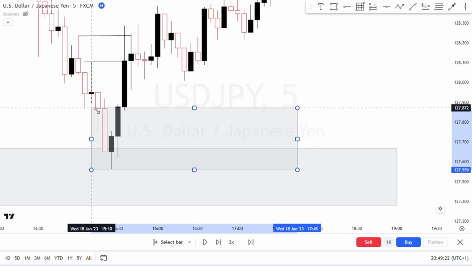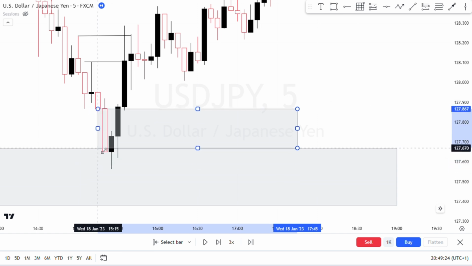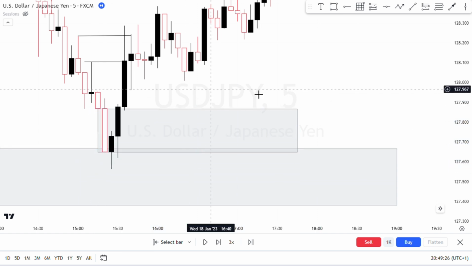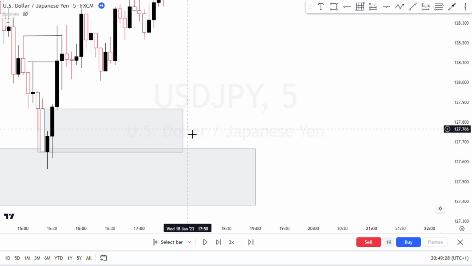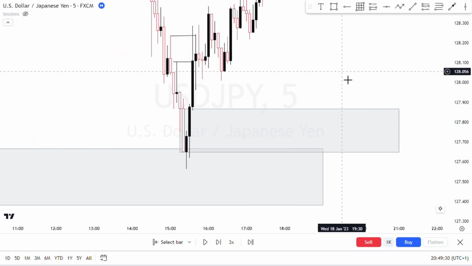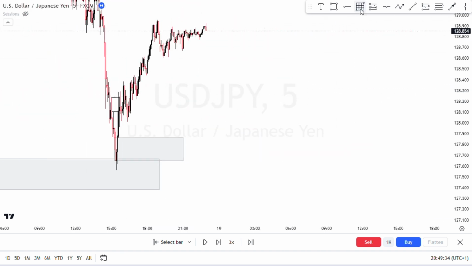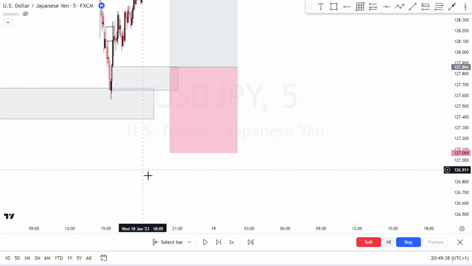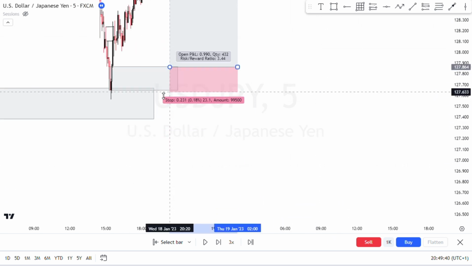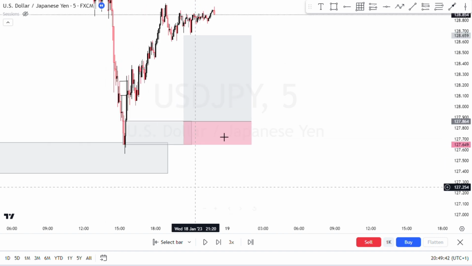Let me draw it very well. So you can make use of this particular order block here. Let's wait for price to tap into it. You can eventually set your entry. Let me set the entry just to see how much ratio you're able to get from this particular trade. So let me play it out and see how it goes.